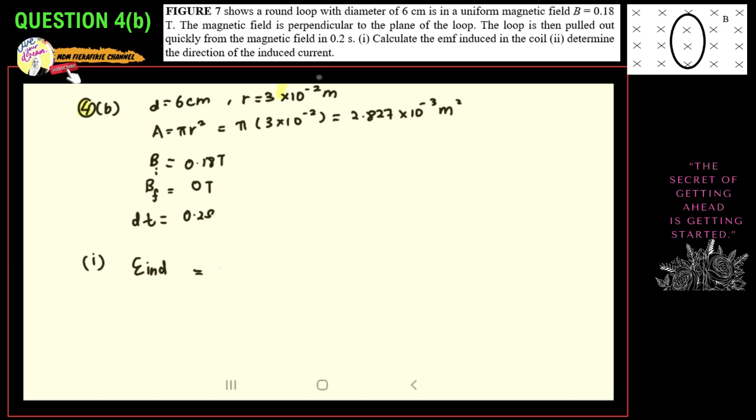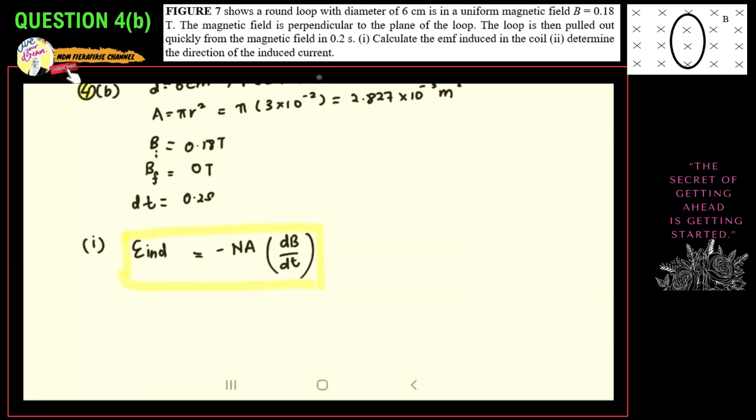So we want to calculate the induced EMF. This is very simple. The equation is negative N A. Based on Faraday's law, when there is a change of the magnetic field, an induced EMF will be produced, which is equal to dB over dt. So this is the equation.